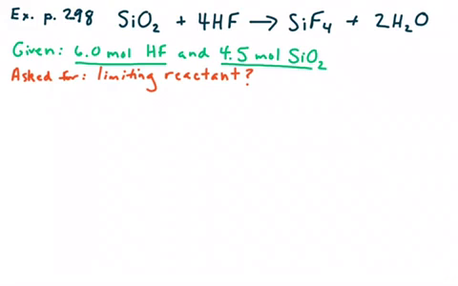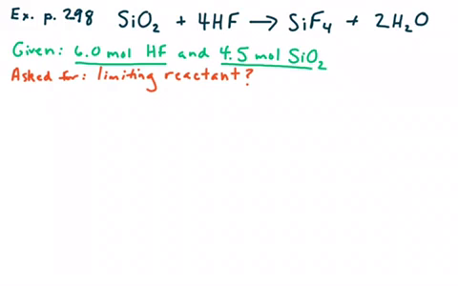Now if we think back to our definition of limiting reactant, it's the reactant that limits the amount of product we can produce. So if we think about how we're going to go about finding the limiting reactant, what we're going to do is to take the amount of each reactant and, using stoichiometry, figure out how much product could be made from that reactant.